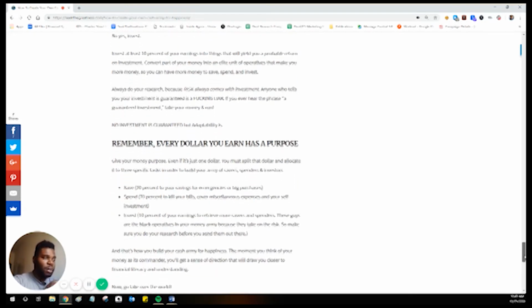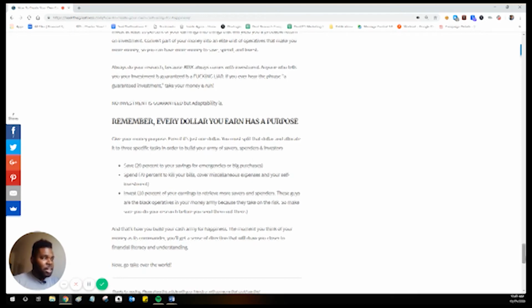So remember, every dollar that you earn has a purpose. Okay, so you need to give your money purpose. Even if it's just $1, you must split that dollar and allocate it into three specific tasks in order to build your army of savers, spenders, and investors.